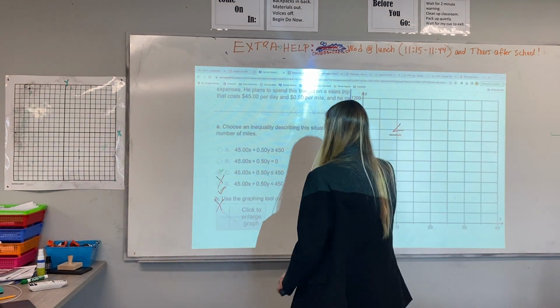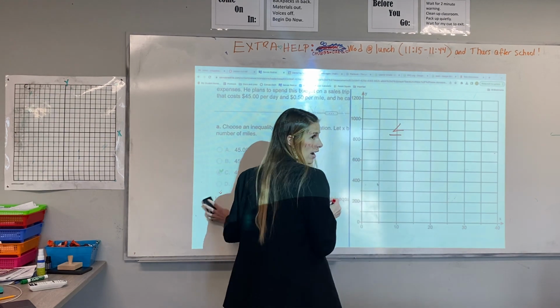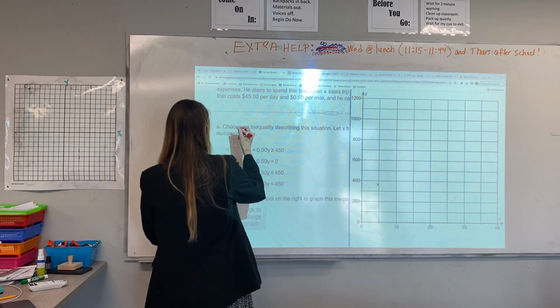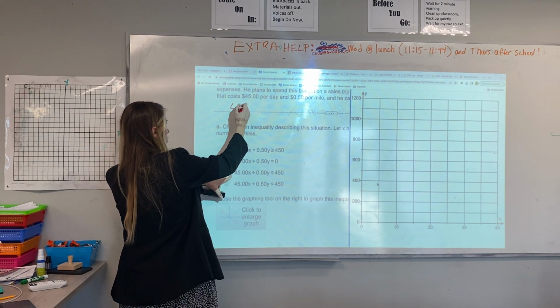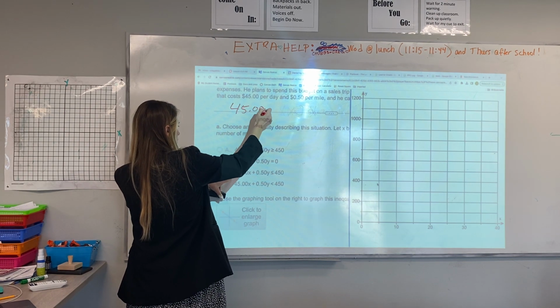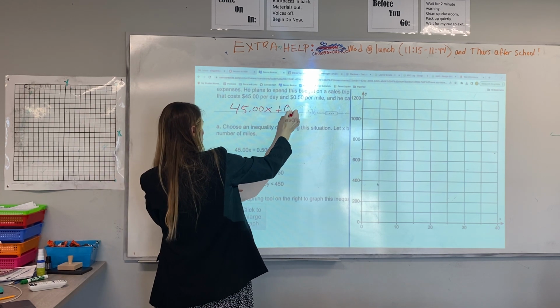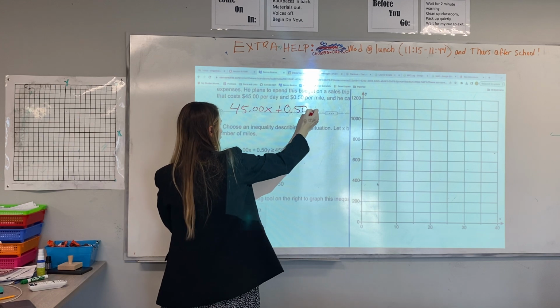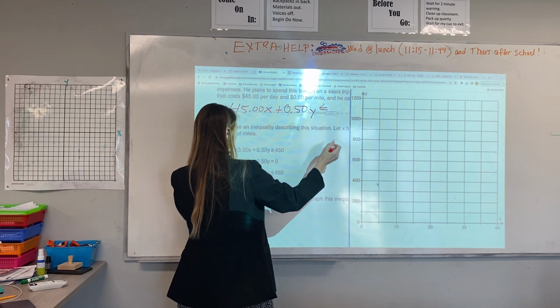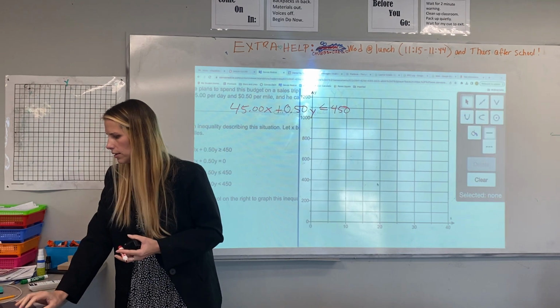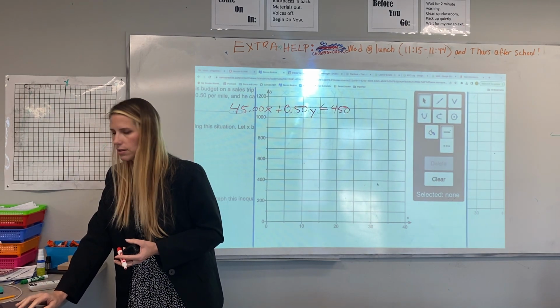All right, so you want to do the graph? Sure. Let me just move it over. I'm going to write my answer: 45.00 times x plus 0.50y is less than or equal to 450. I'm just going to leave that there. Okay, you want to graph this?